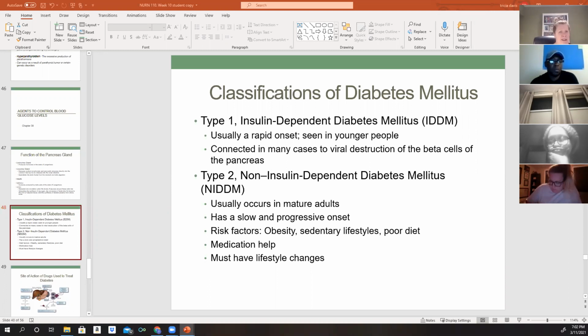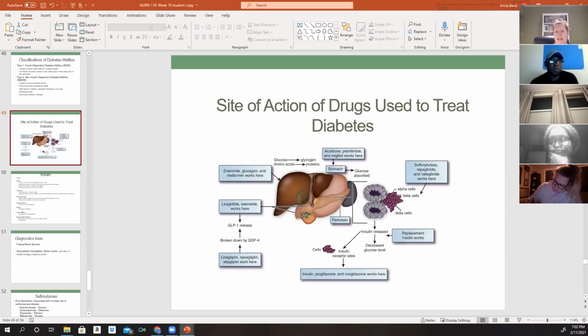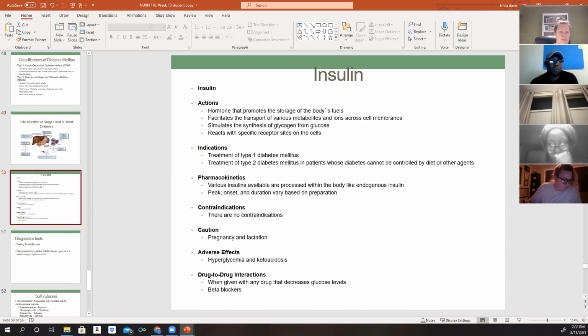Because diabetes is a very debilitating disease. We're going to learn a lot more about it. It can cause you to go blind. It can cause you to get your limbs cut off. It's really scary, and it's very, very debilitating. So this is the site of action for the drugs that we use to treat diabetes. You can take a look at this chart. It is in your book.